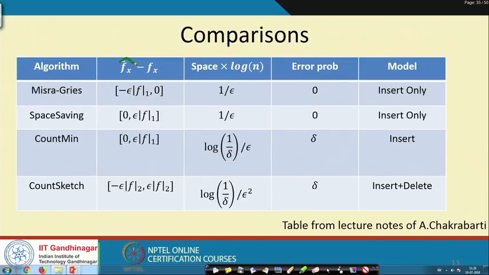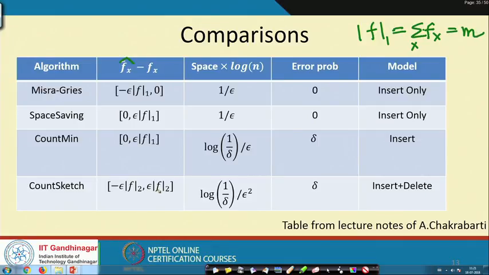So, this excellent table is from the lecture notes of Amit Chakrabarti. The 4 algorithms that we have seen are Misra-Gries, space saving, CountMin and CountSketch, right. So, the first column contains the bound f hat x minus f x that we have proven, right. The 2 notations that we have used here is that when we say the 1 norm of f, that is nothing but summation f x, which is basically equal to m, the length of the stream, right.